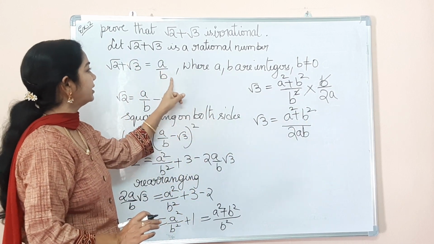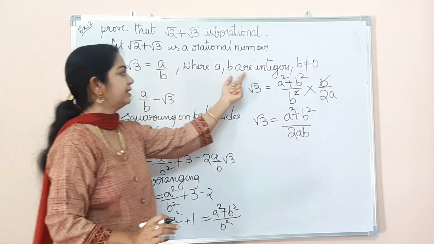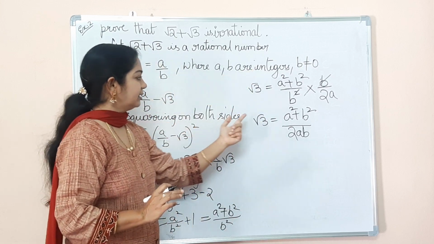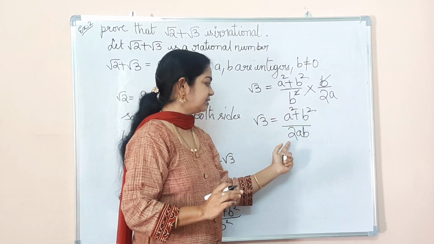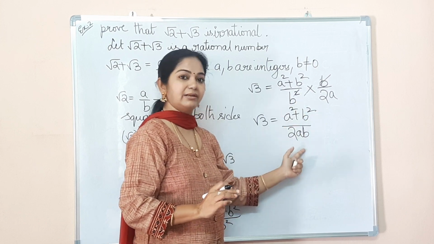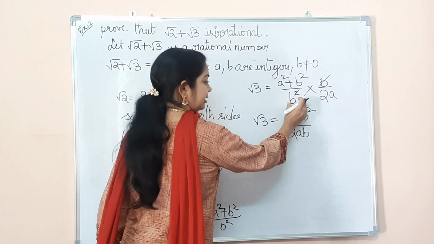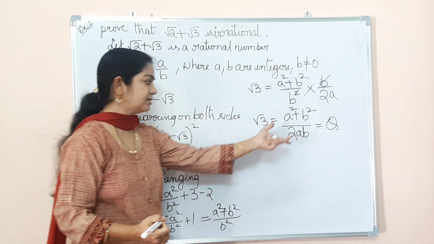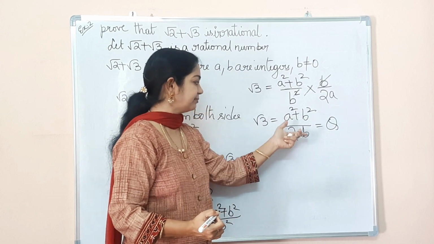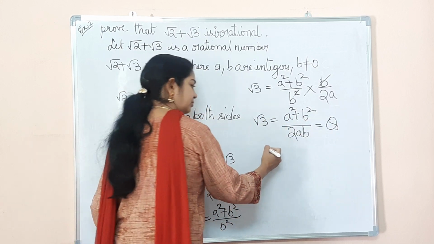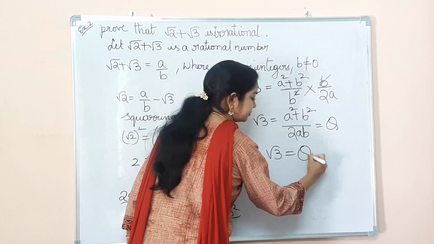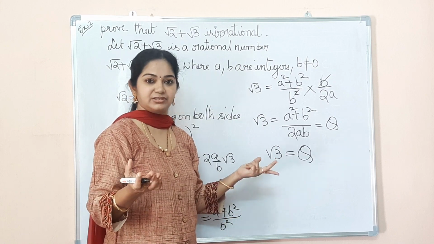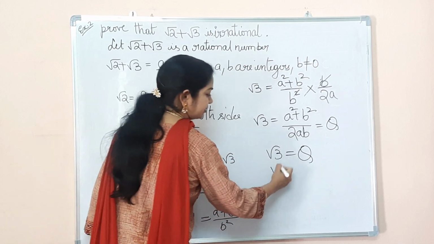We know that what we assume here is a rational number, where a and b are integers. When a and b are integers, that means integers square by division of integers, all integers. That means root 3 here is integers by integers, which is a rational number. If this is a rational number, the LHS part, root 3, also naturally becomes a rational number. But this is contradicting. We know that root 3 is irrational, isn't it?